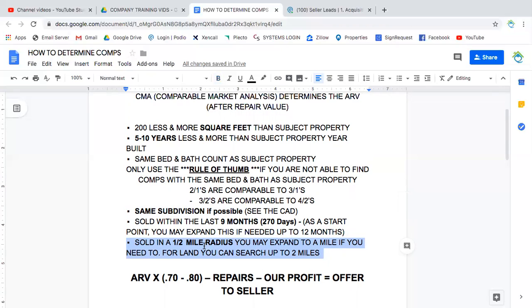So you're not searching all across town or across the highway or across the city, you're going to be searching in a half-a-mile radius from your subject property. Rule of thumb, for land, you're able to search up to 2 miles out when it comes to the radius search. And then the next one is you want to look at property sold in the last 9 months, which is 270 days, which you'll see how to input that information to search properties that have sold just recently and not years and years ago. We're going to use the most updated, accurate information to determine the comps for your subject property.